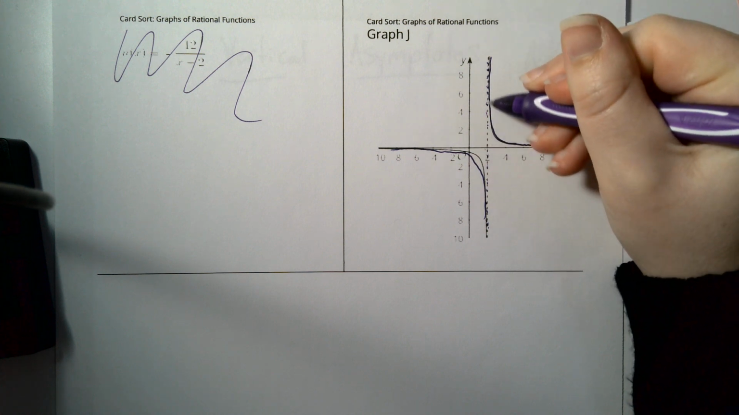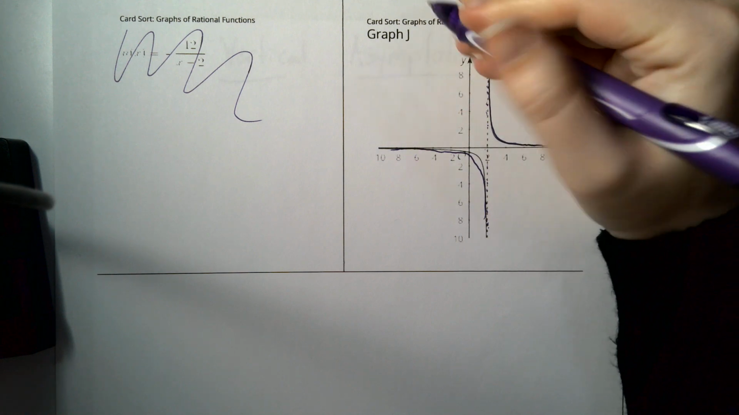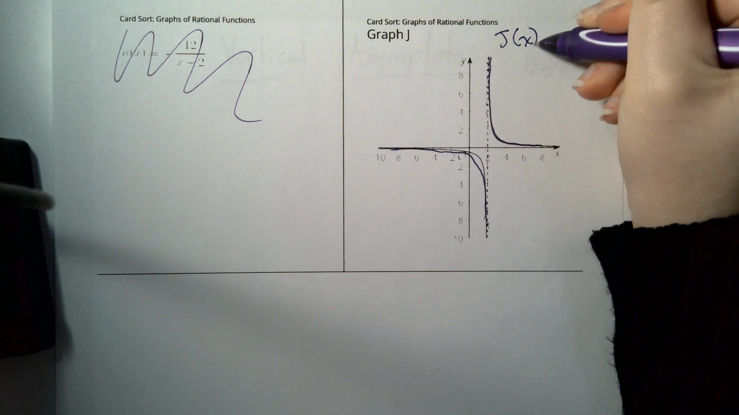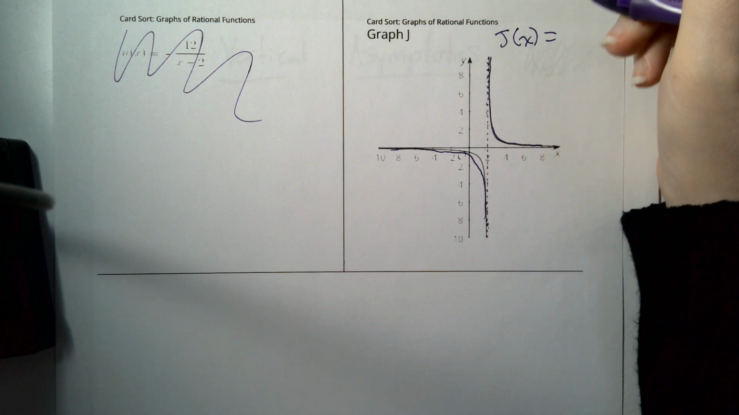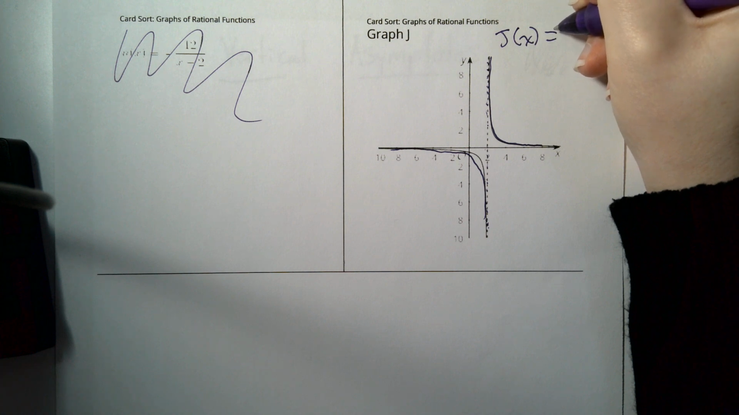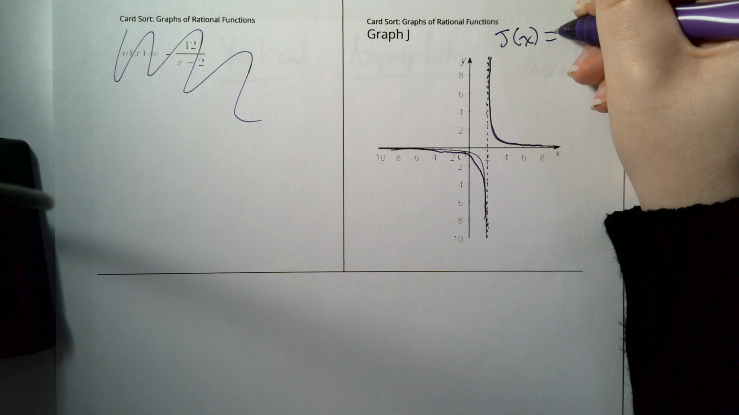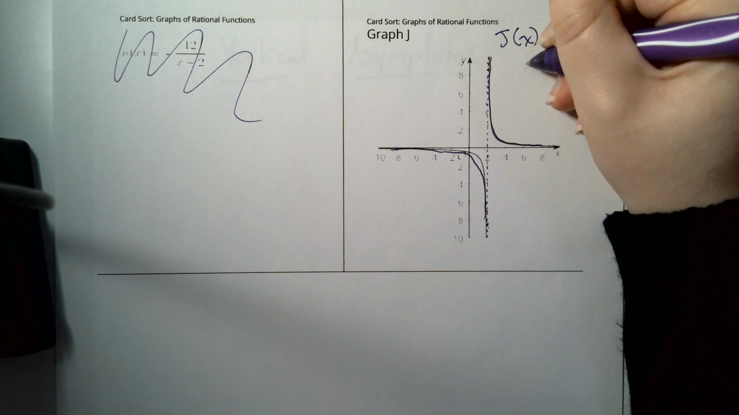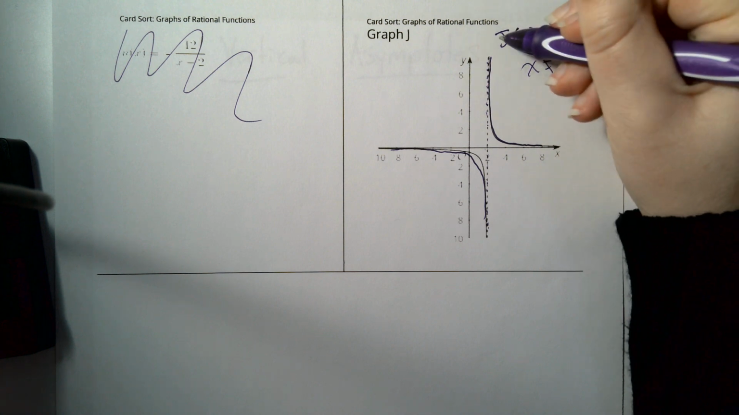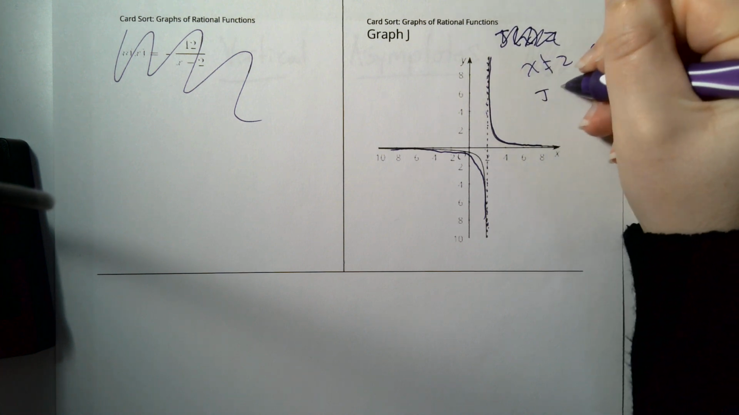The graph is never going to be on x equals 2. In other words, I'll say that this is function j of x, and j of x is never going to have x equals 2. So x is never going to be 2 for j of x.